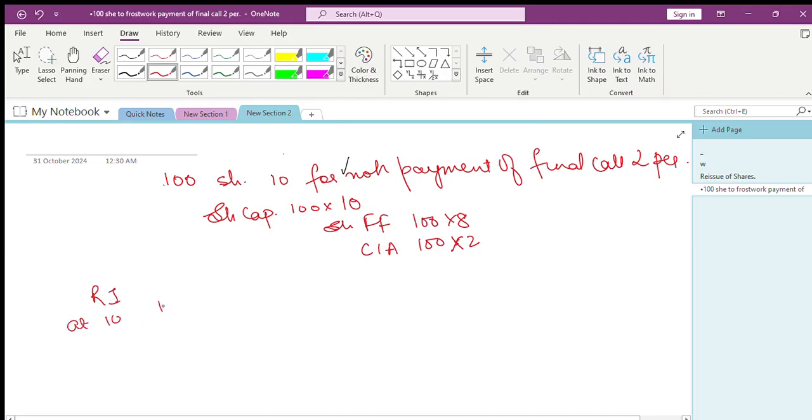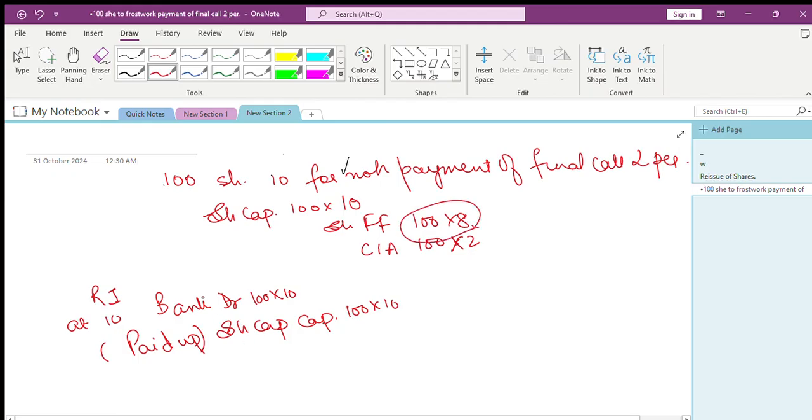Entry becomes bank debit. I am getting 100 into 10. Share capital gets credited with paid up capital. If nothing is given, called up is equal to paid up. This is fully called shares, so share capital gets credited with 100 into 10. So in this deal, we made a profit of 800 and there is no loss.